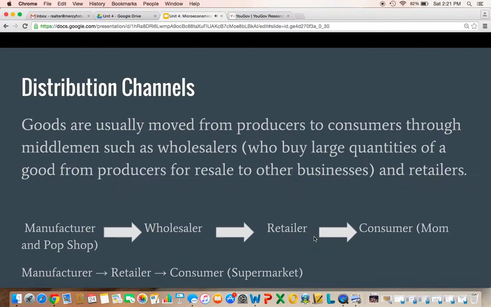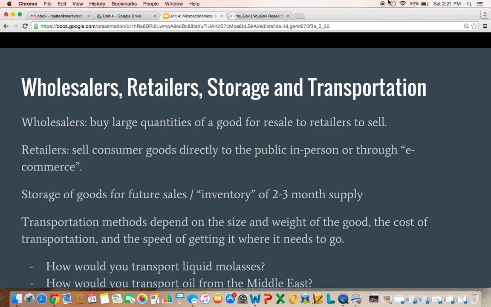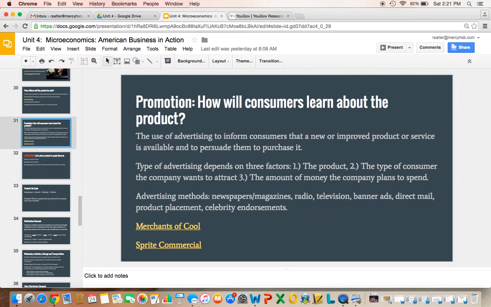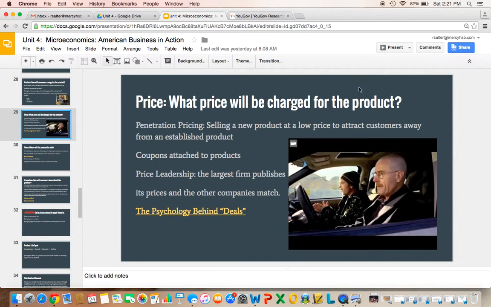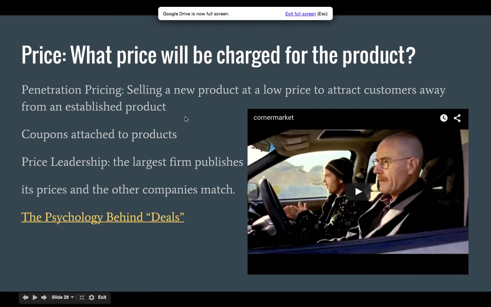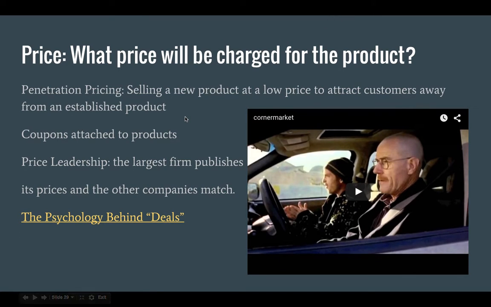Right? Not that I'm telling you all to sell that same product, but you get the idea. It's basic economics to corner the market and then raise the price. Coupons attached to products are another way that people try to convince consumers to buy their product at that price. Also, there's something called price leadership. The largest firm publishes its prices, and then the other companies match that price.